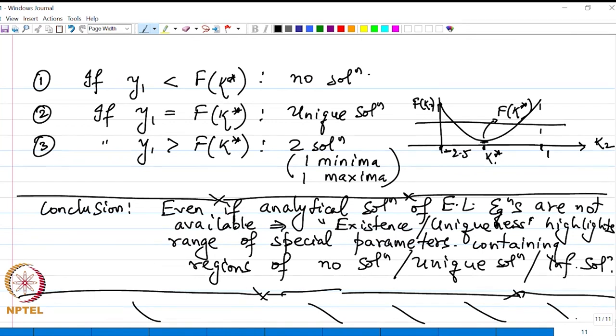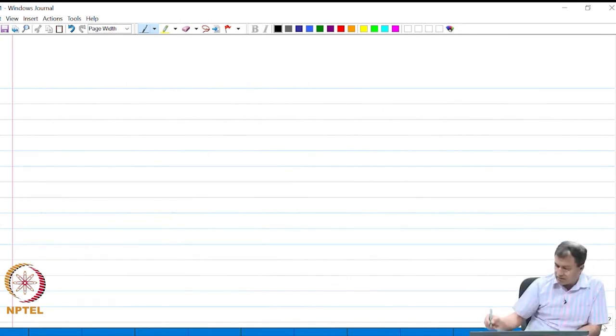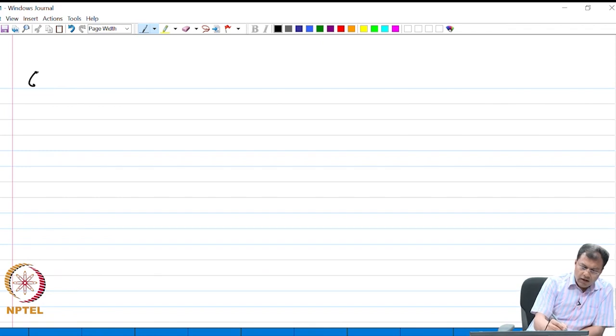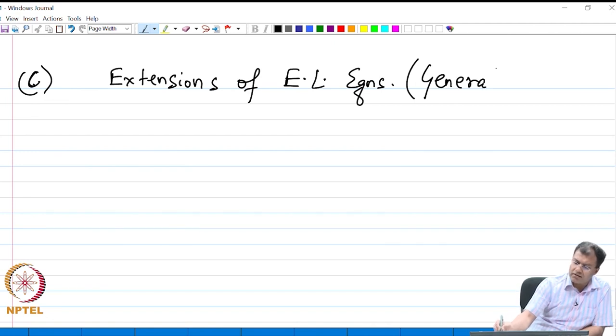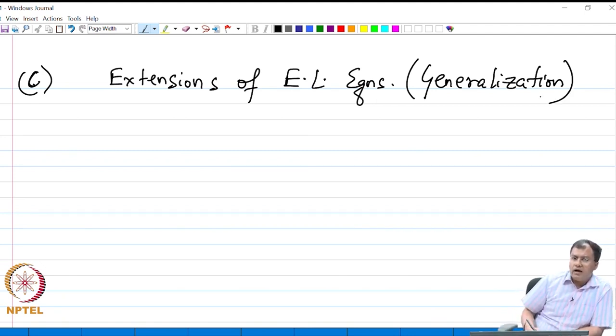Let us now move ahead with another topic and another point of discussion, namely the generalization of Euler-Lagrange equation. I call this case C. What I am going to discuss in this third case is extensions of Euler-Lagrange equations, or in short, I would like to generalize my Euler-Lagrange equations for functionals containing integrands having higher derivatives, and several other generalizations which we will see one by one.